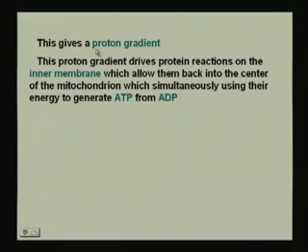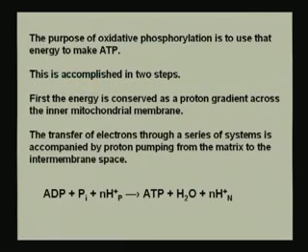Okay? And this proton gradient drives protein reactions on the inner membrane, which allow protons back into the center of the mitochondria, which uses this to generate ATP from ADP. Because essentially what you want to do is produce ATP, which is why you are pumping all the protons into the intermembrane space for the production of ATP.